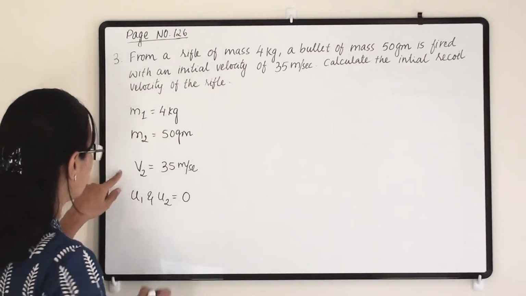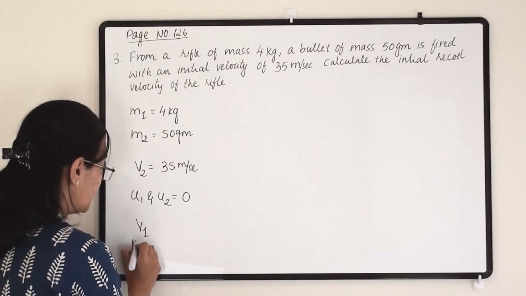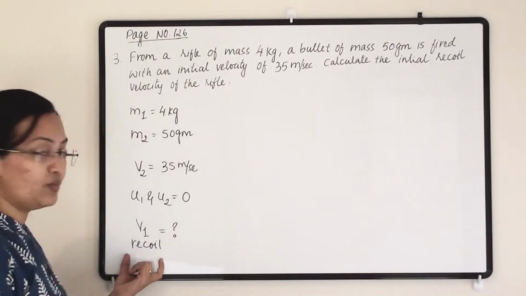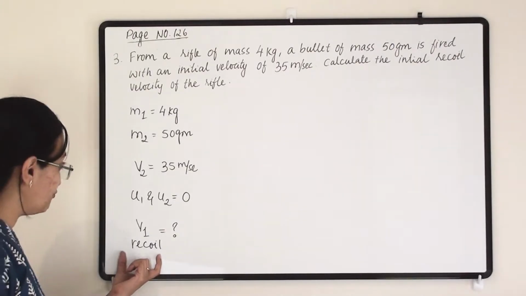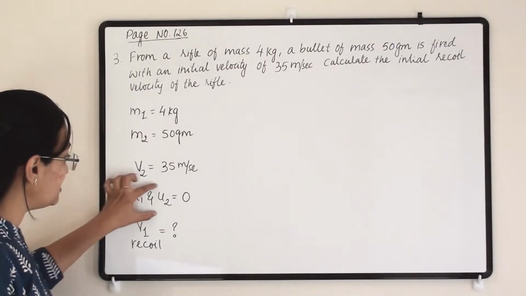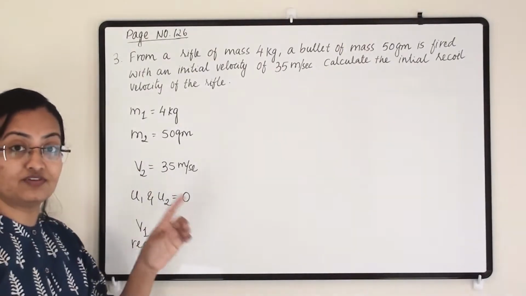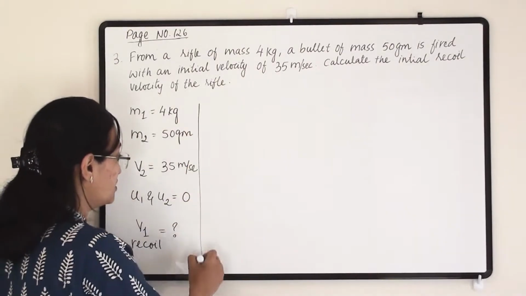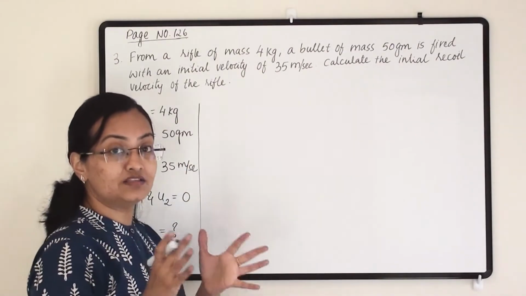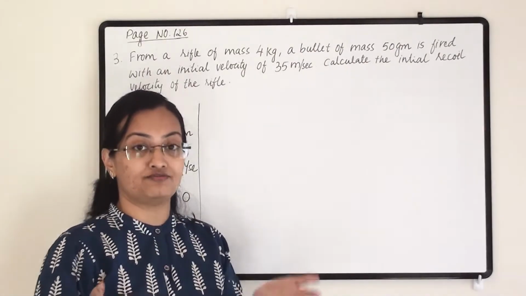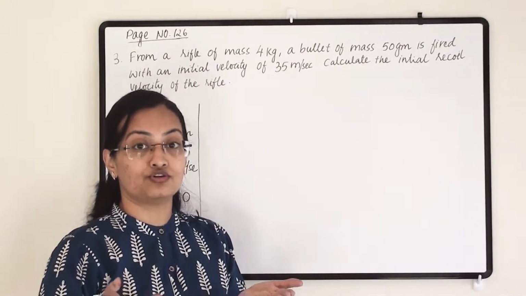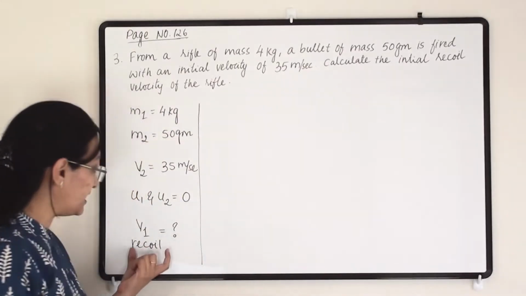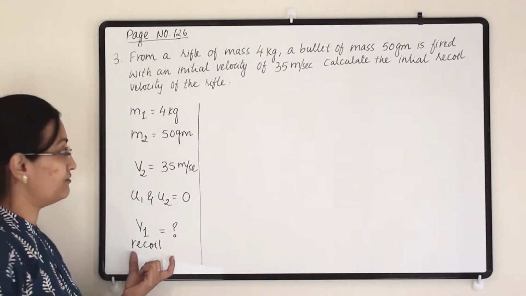Here V2 they have given, and we have to find out V1, that is the recoil velocity of the rifle, and V2 they have already given. And the initial velocity of both the rifle and bullet will be 0, because they are at the resting position. So here we are going to compare these two situations, before fire and after fire. From the law of conservation of momentum, these two terms are going to be equal. Once we compare that, we will get this recoil velocity of the rifle.